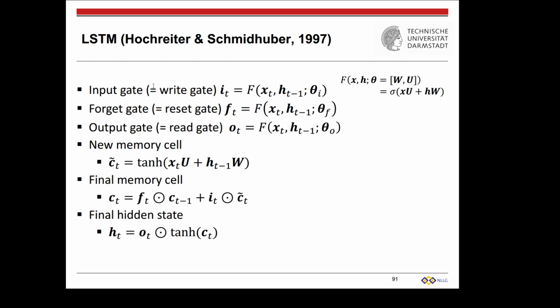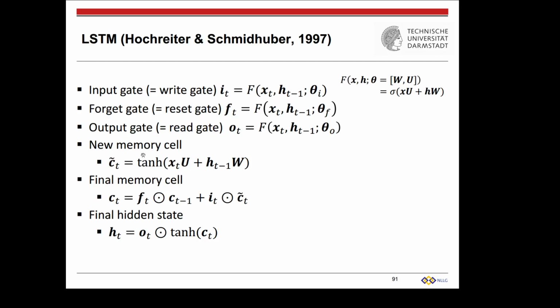So it has more gates. It has an input gate, forget gate, output gate. These are all formed in the same way. They take as input x_t and h_{t-1}, and they have different parameter matrices associated with them. And they can be 0, 1, or in between.